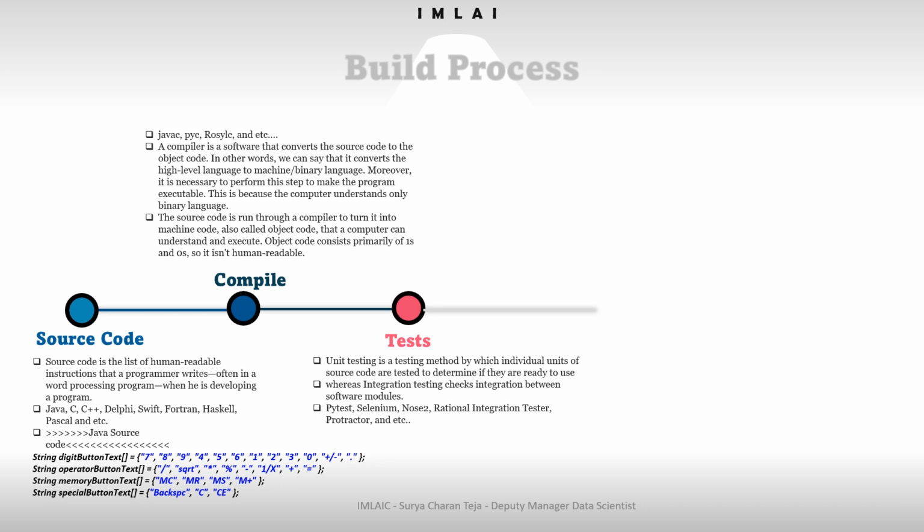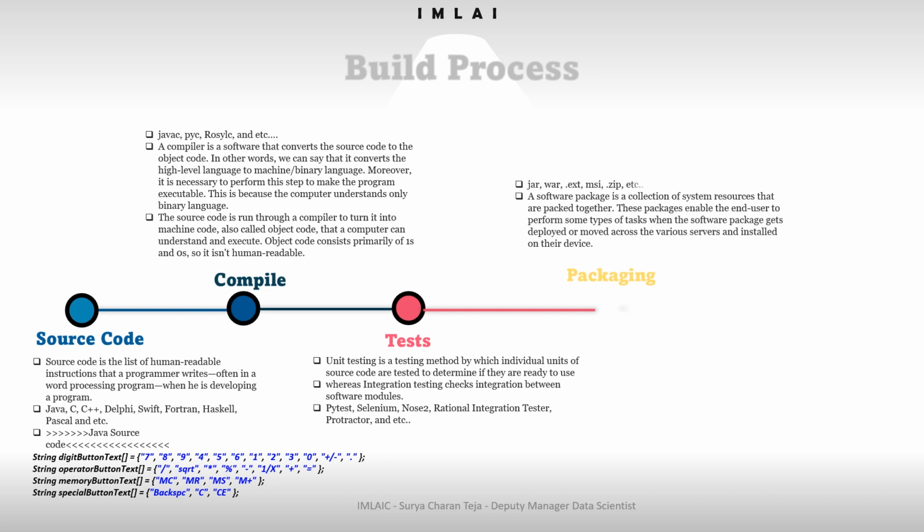So once the source code has been compiled, unit tested and integration tested, now it's time for packaging. A software package is a collection of system resources that are packed together. These packages enable the end user to perform some types of tasks when the software package gets deployed or moved across various servers and installed on their device.